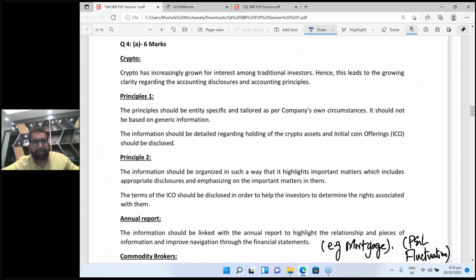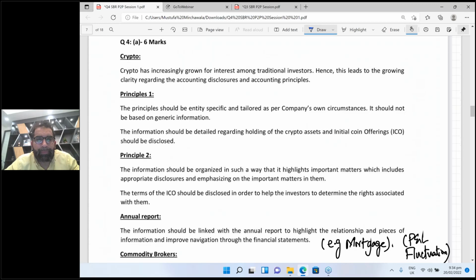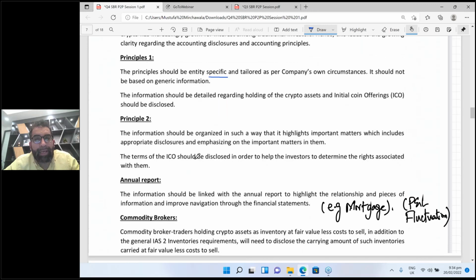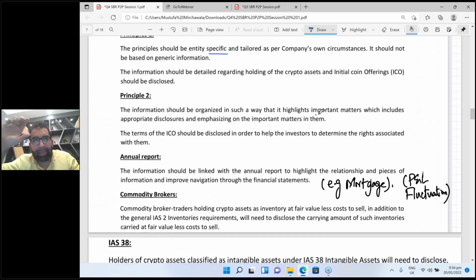Okay, see this, the third: crypto has increasingly grown, we know that. So your shareholders, your investors are interested. Principle number one, make it entity specific. Don't make it all general information because normally people know the general information. Now write about your crypto and ICO. Principle number two, the information should be organized in such a way that, as I told you, you highlight important matters: underline, highlight, bold.